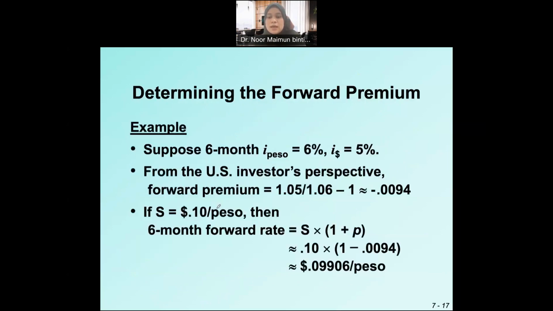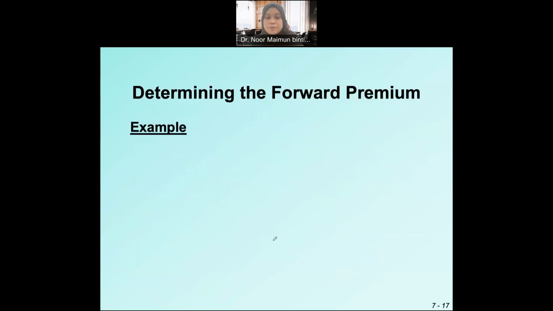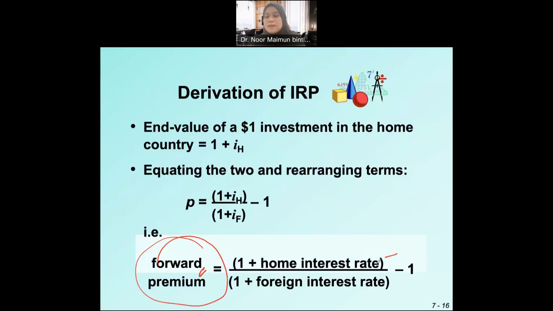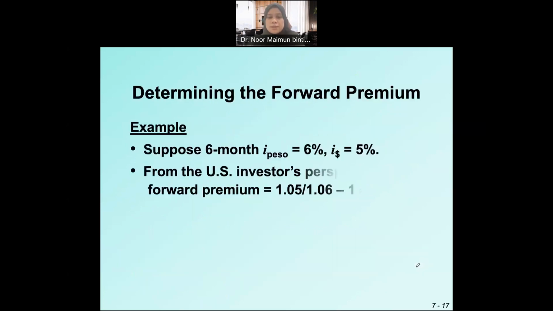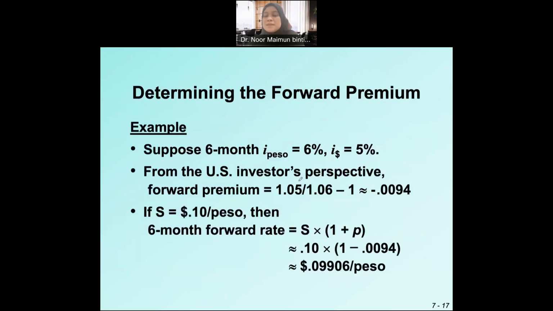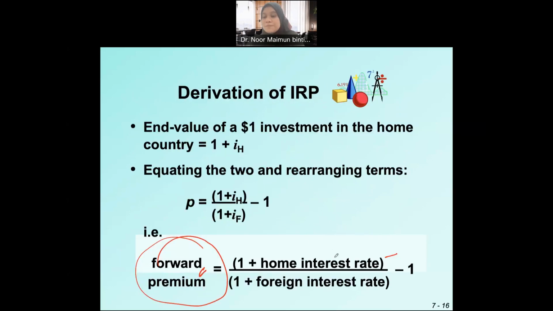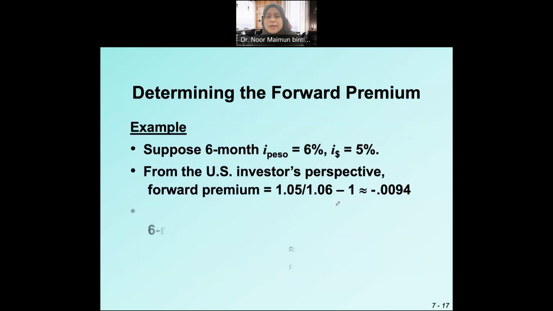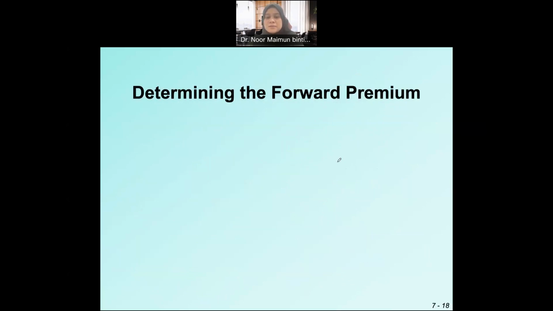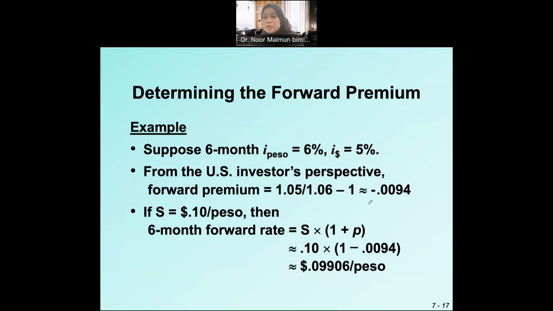Okay, so let's see how you calculate the forward premium. Suppose the 6-month interest rate for the peso is 6%. You have two different interest rates. From the US investor's perspective, how do you calculate the forward premium? This is the formula that you will use: 1 plus the home interest rate, divided by 1 plus the foreign interest rate, minus 1. So 1 plus 0.05, which is the home rate, divided by the foreign rate, which is 6%, minus 1. So you get a negative.